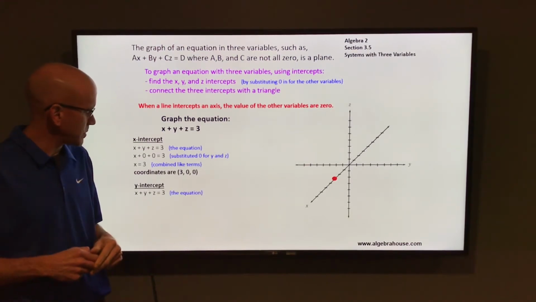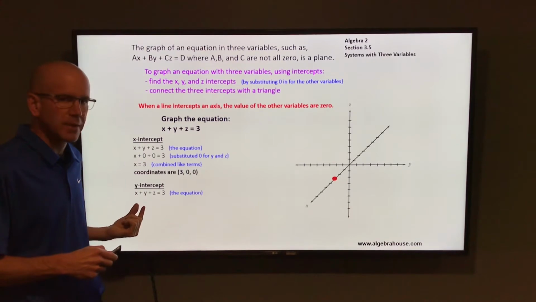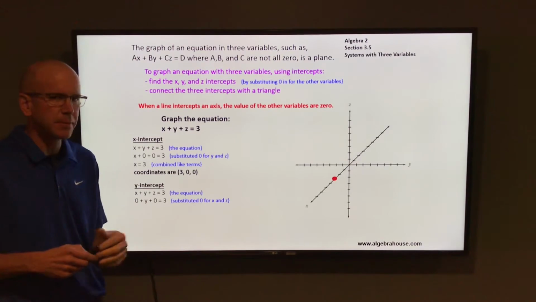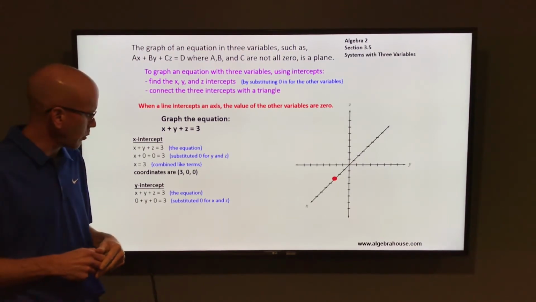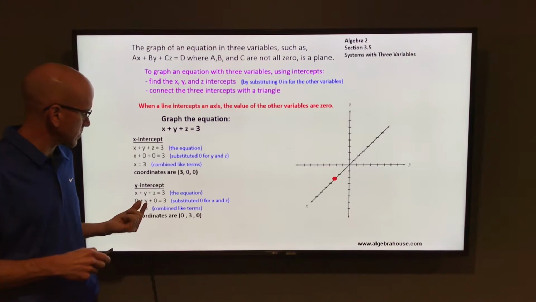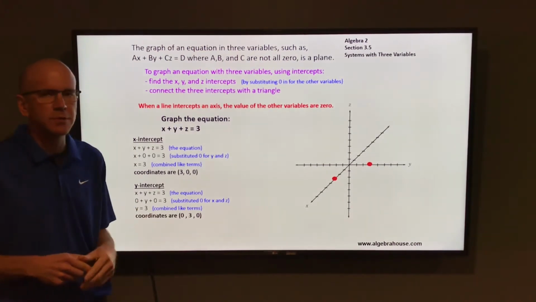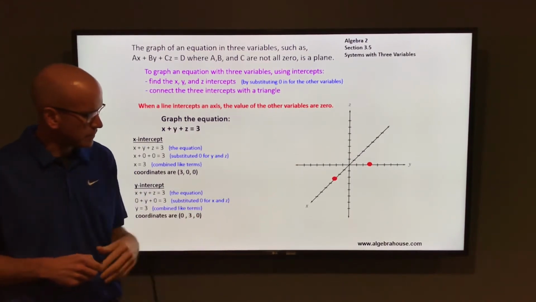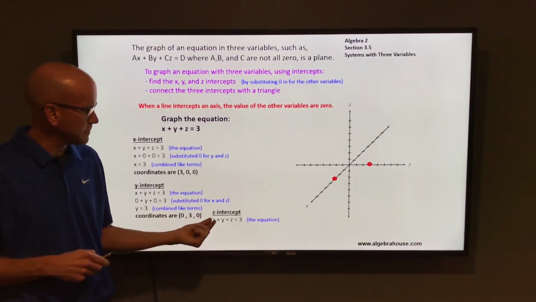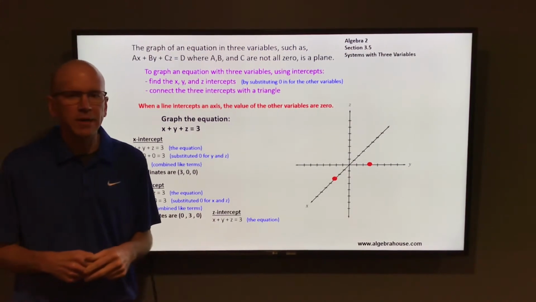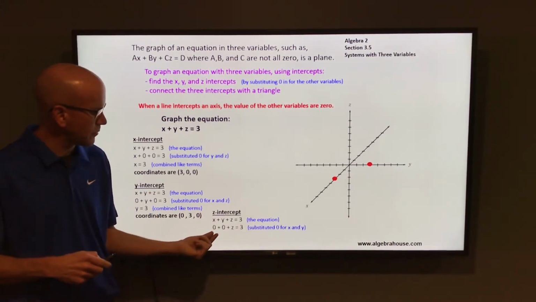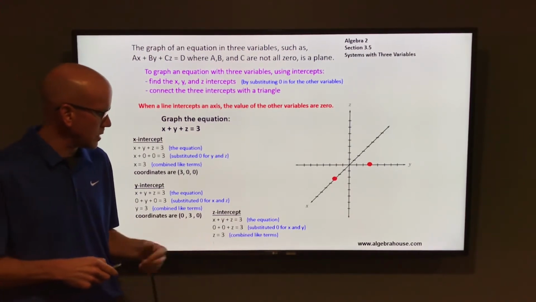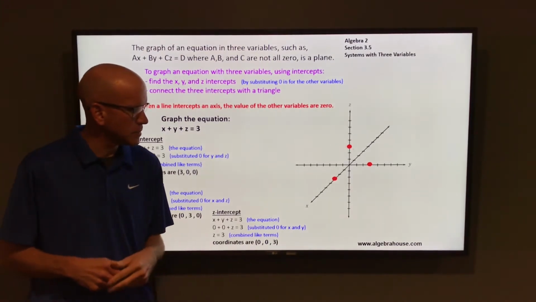Y-intercept, x plus y plus z equals 3. To find the y-intercept, we're going to substitute 0 in for x and 0 in for z, because at the y-intercept, the value of x and the value of z are both 0. So if you substitute 0 in for x and 0 in for z, you end up with y equals 3. So the y-intercept is 3. The coordinates of that point would be 0, 3, and 0. And for the z-intercept, the value of x and the value of y are both 0. So substitute 0 in for x and y, and you end up with z equals 3. So the z-intercept is 3. The coordinates of that point would be 0, 0, 3.